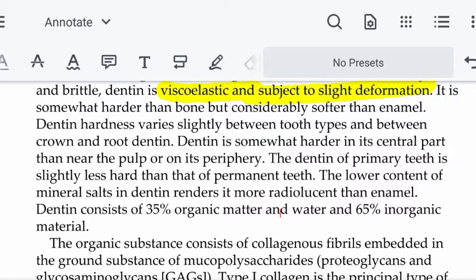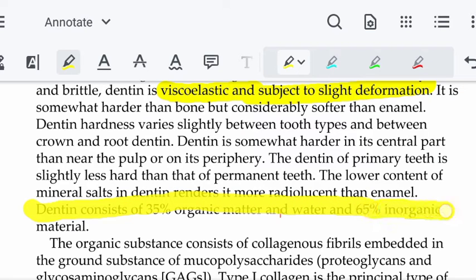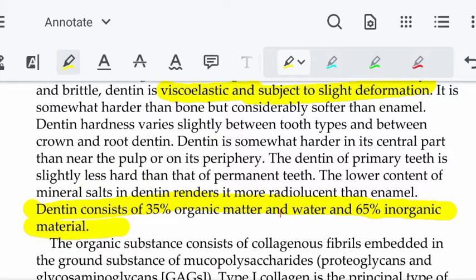Here this line is important. Dentin consists of 35% organic matter and water and 65% inorganic material.